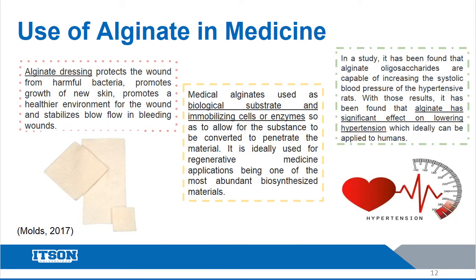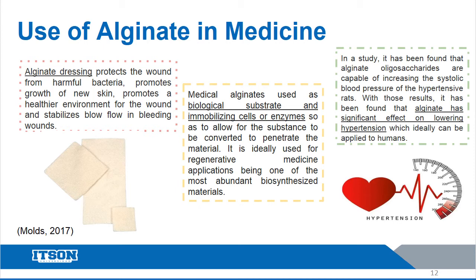Use of alginate in medicine. Alginate dressing protects the wound from harmful bacteria, promotes growth of new skin, promotes a healthy environment for the wound, and stabilizes blood flow in bleeding wounds. Medical alginates are used as a biological substrate for immobilizing cells or enzymes, so as to allow substances to penetrate the material. It is ideally used for regenerative medicine applications, being one of the most abundant biosynthetic materials.